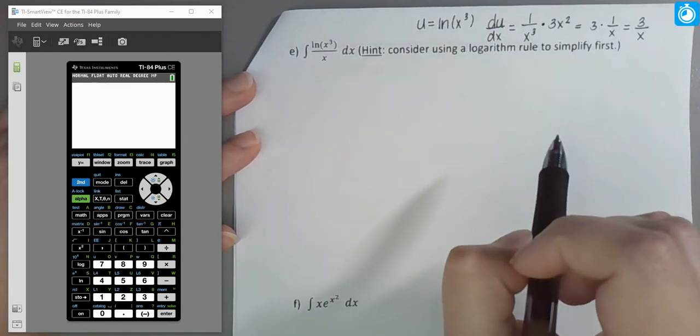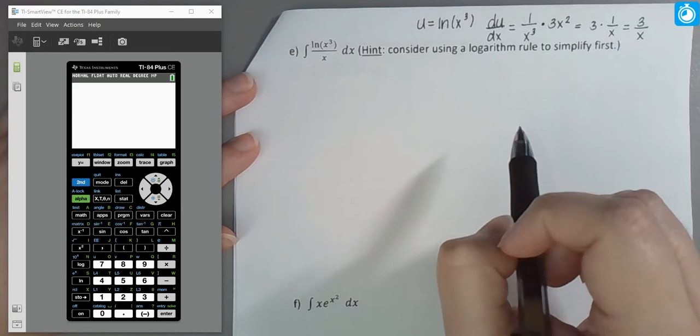What do we mean though by use a logarithm rule? What's a logarithm rule that could apply here?